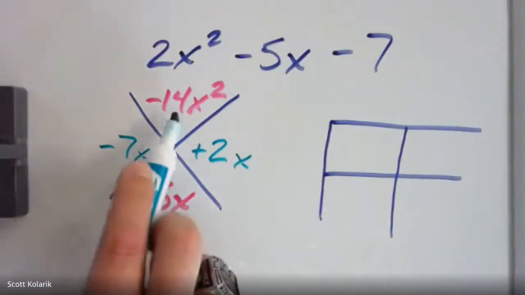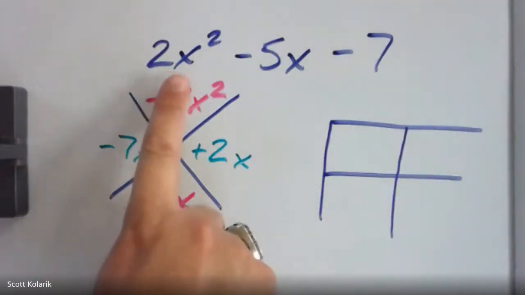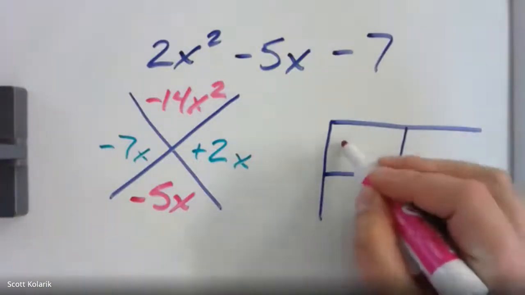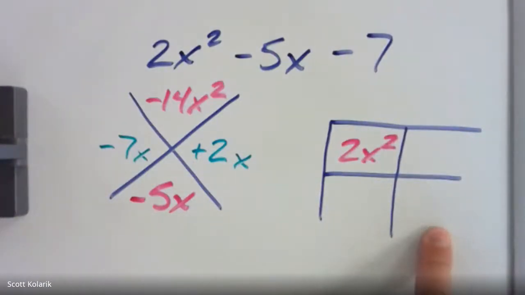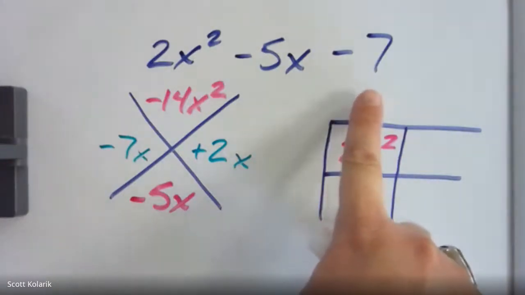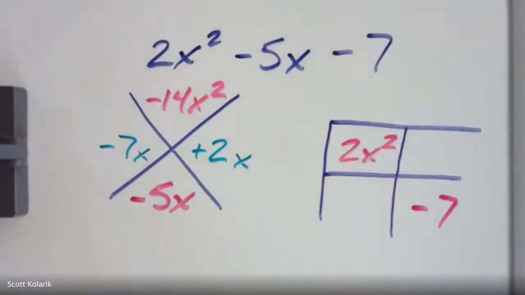What two values multiply to make the top, but also add together to make the bottom. So now I'm going to fill out my table. Top left square of my table is going to be the first term in my trinomial. In this case, positive 2x squared. The bottom right square of my table is going to be the last term. Don't forget about the negative signs there. So that's a -7 for my last term.